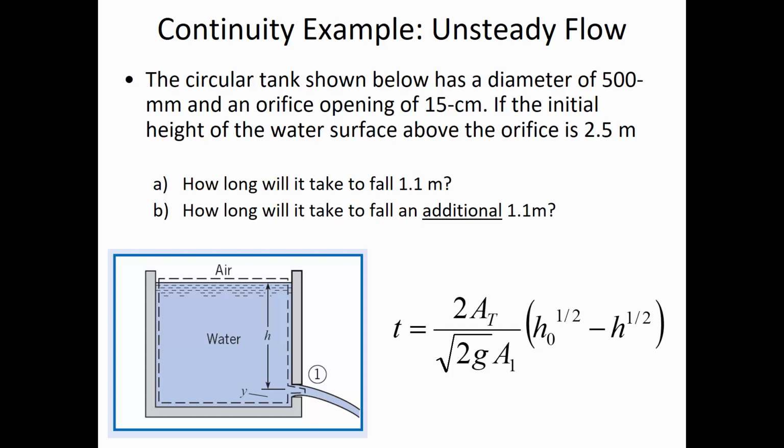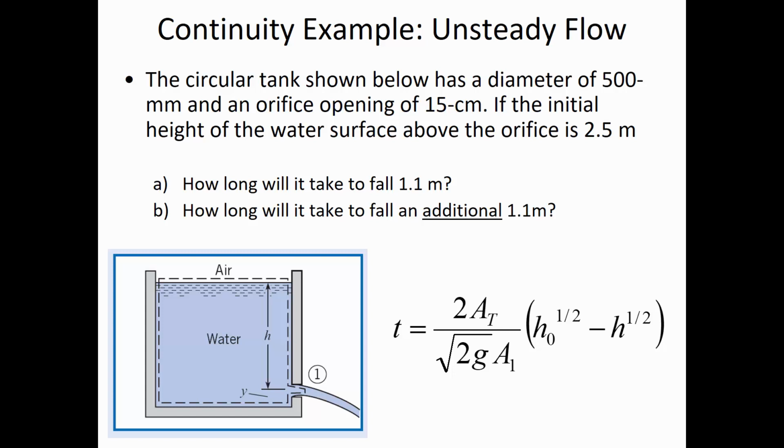So in question A, it's asking how long will it take to fall 1.1 meters? So 1.1 is not H naught and it's not H. What you need to do is you have an initial height of 2.5 and it's going to fall 1.1, so what is the final height after it has fallen 1.1? That's what you need to put in here for H, is the final height, not the fall distance.